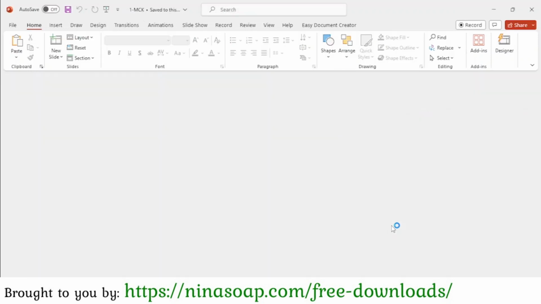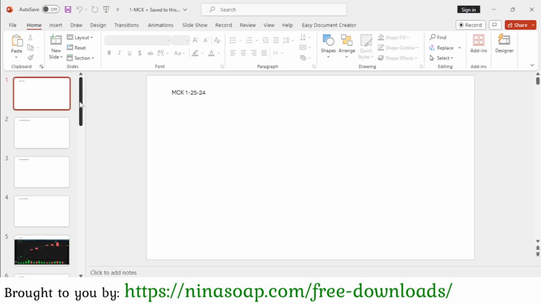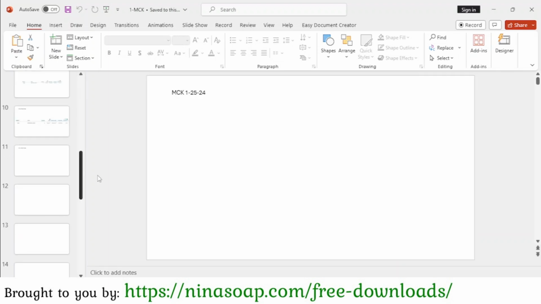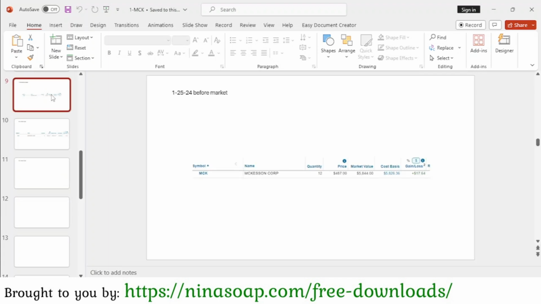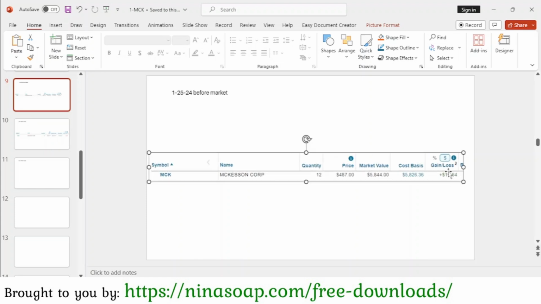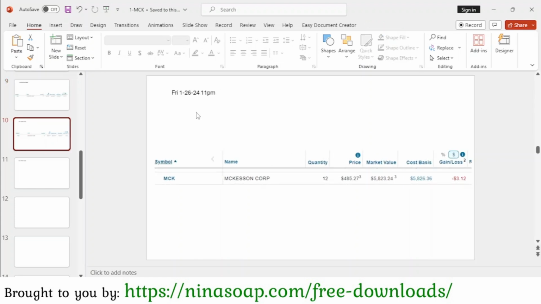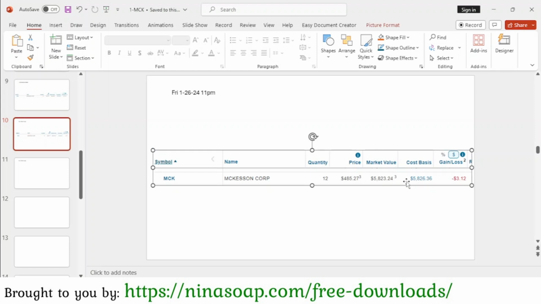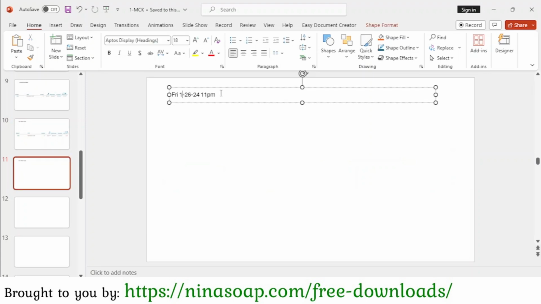And that's how you keep a trading journal for your stocks on a daily basis. So MCK, we'll just go straight to the end of it. Before market, when I did that recording, it was 17, early in the morning, and then after market close on Friday, it was negative $3.12. So now we'll add the chart.